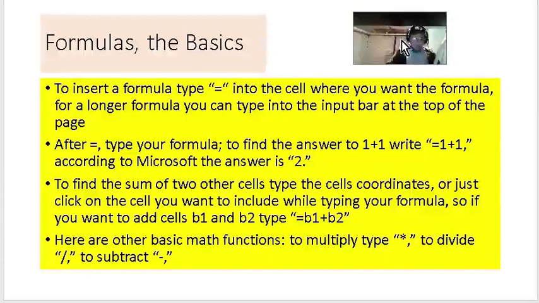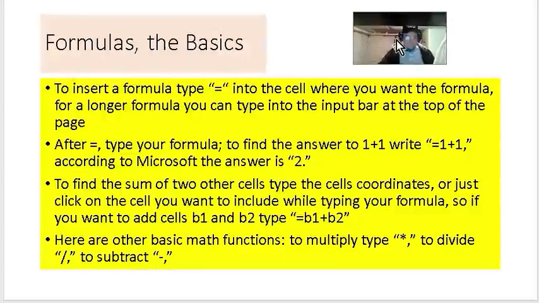So to find the sum of two other cells, type the cell's coordinates. So write equal A1 plus B1, and then hit enter, and you will see the answer to how much the sum of both those cells is. Other really basic math functions: multiply is an asterisk, divide is forward slash, subtract is the minus sign. So if you want to divide cell 1 by cell 2, you put equal whatever the cell's coordinates are, forward slash, whatever you want to divide it by.